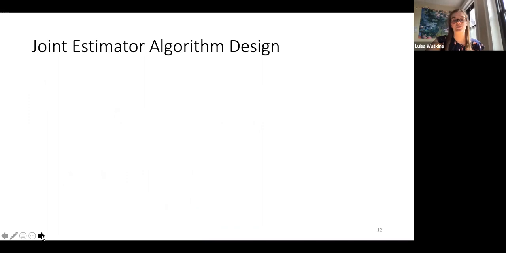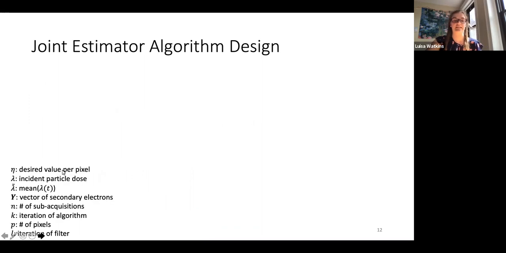Now I'm going to go through a block diagram of how this algorithm works. There are a lot of variables here, so I just wanted to have this key if it's helpful. We start off with lambda tilde. Again, we're trying to get this eta value per pixel, and this dose is lambda, but it's changing in time. So what we actually know at the beginning is just this lambda tilde value, which is the mean, so this constant value we're assuming.